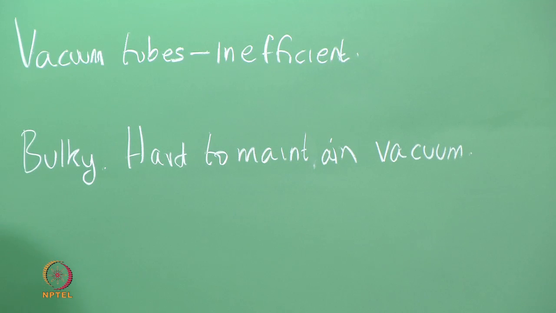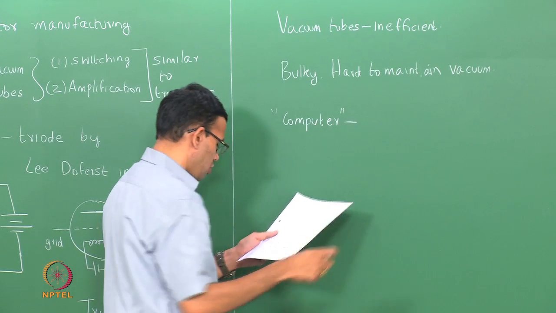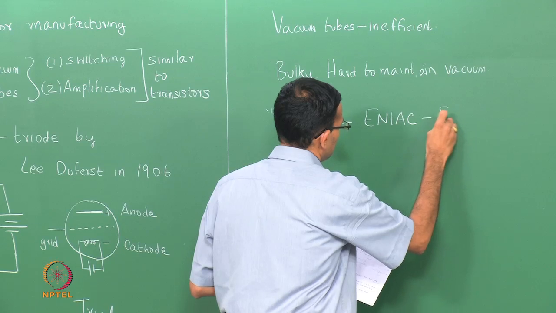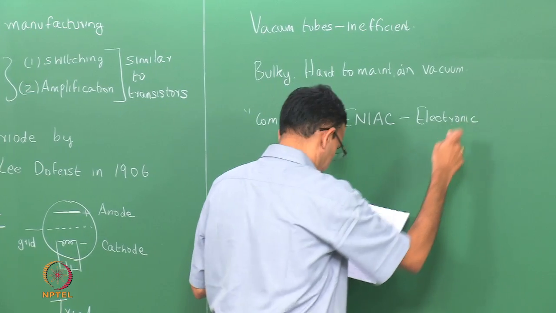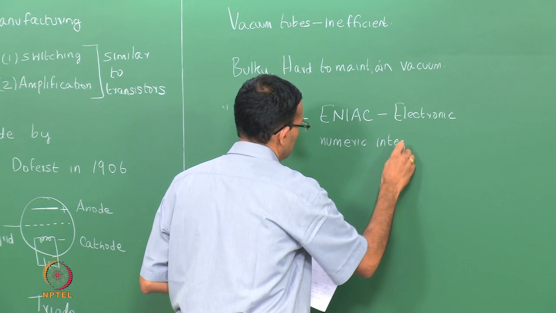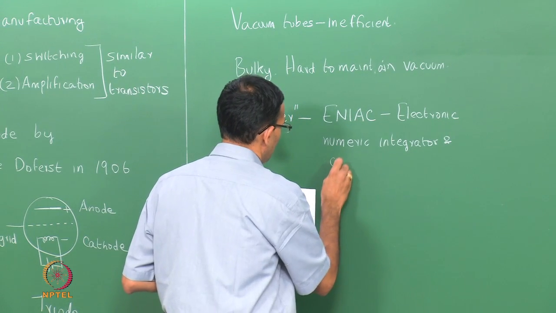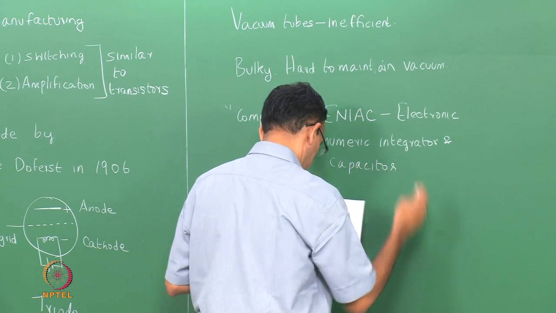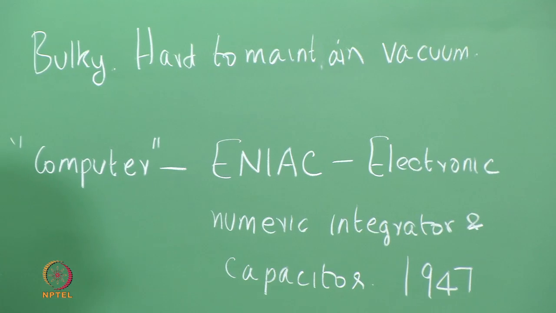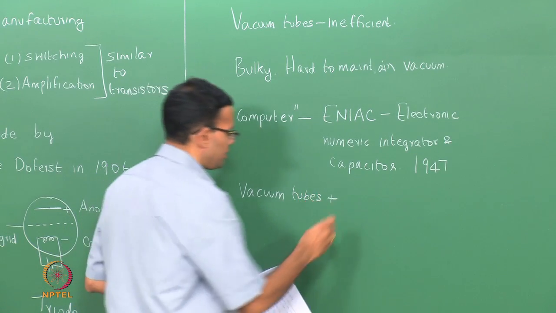They were used to build the first computer, which was called the ENIAC. The ENIAC stands for Electronic Numerical Integrator and Computer. This was built in 1947. It was mainly made up of vacuum tubes, plus some resistors and capacitors.